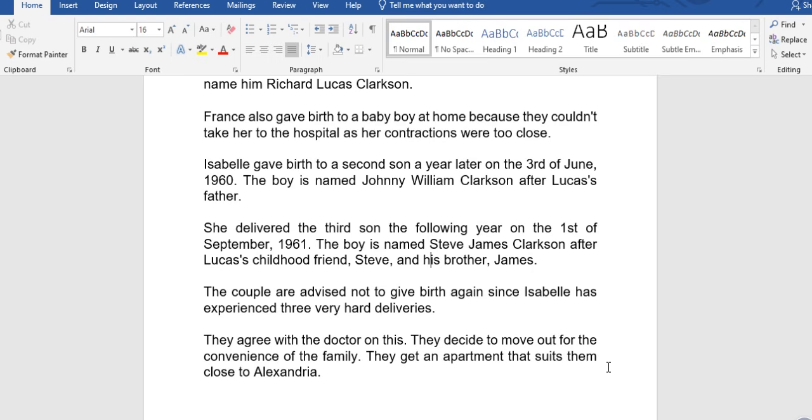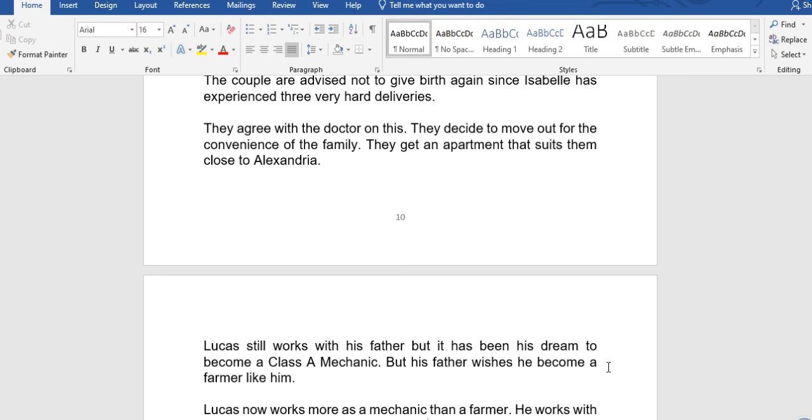The couple are advised not to give birth again since Isabel has experienced three very hard deliveries. They agree with the doctor on this. They decide to move out for the convenience of the family. That is, they decide to move out of Lucas' parents' house. They get an apartment that suits them close to Alexandria.